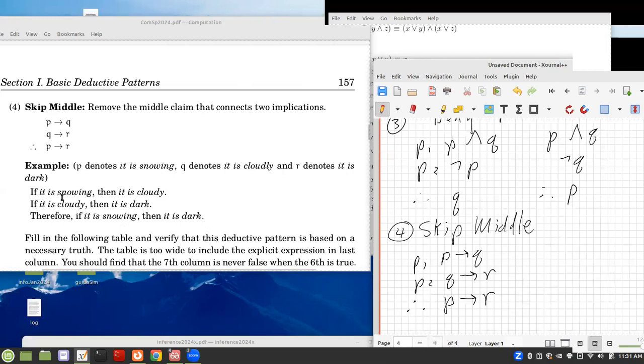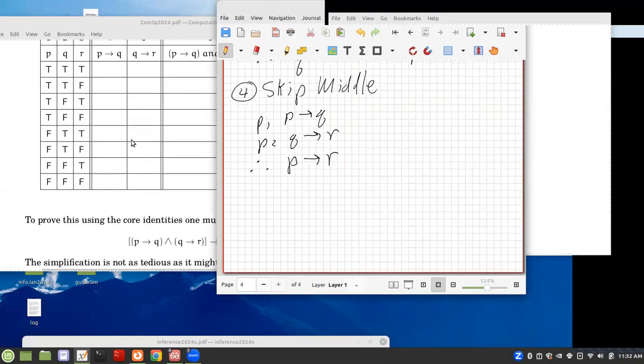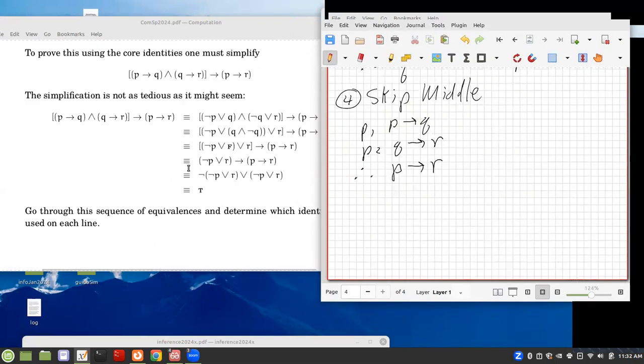Because if we assume it's snowing, the first proposition guarantees it's cloudy. If we know it's cloudy, the second proposition guarantees it's dark. So we know if it's true that it's snowing, then we know that it's dark. Okay, well, that's skip middle. And I've left the proposition for you to practice the truth tables. And here's the logical derivation. Actually, it's a little shorter than the previous one, even though the premises look a little complicated.